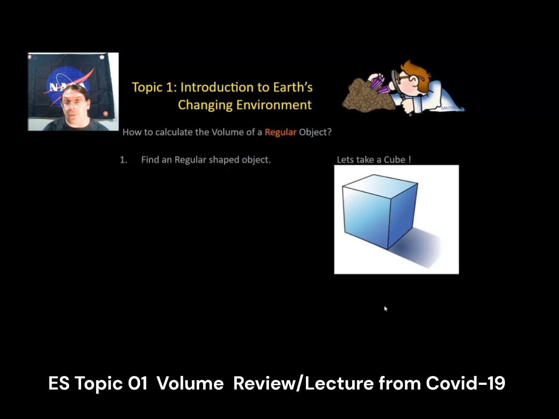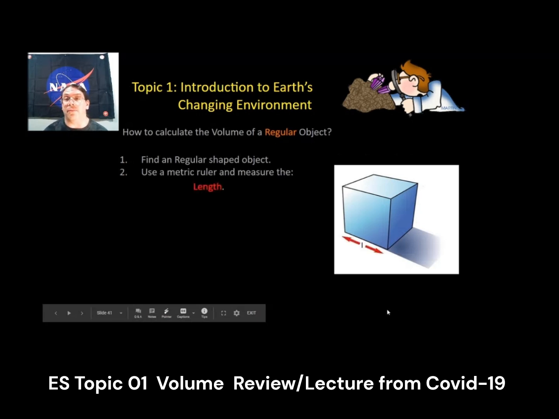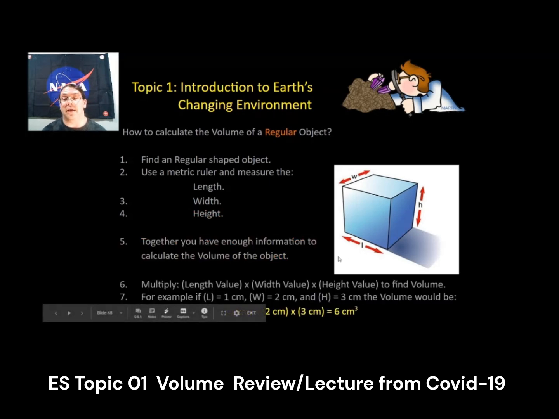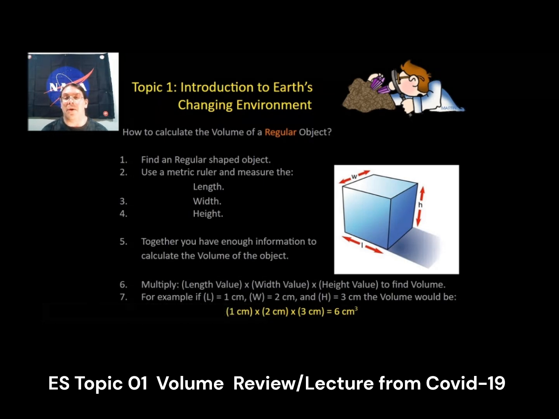So we're going to use a cube. In this illustration, we have a cube here. And we're going to measure the three dimensions. The three dimensions are length, width, and height. Once you've collected those three measurements, you then place them into the volume formula. The volume formula is the length of the object times the width of the object times the height of the object. That'll give you the volume of the object.